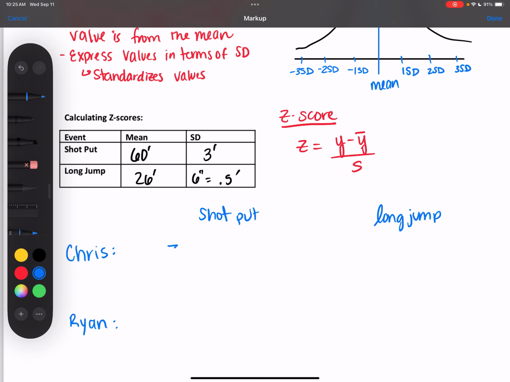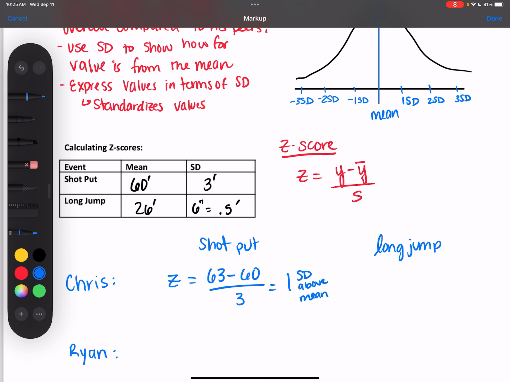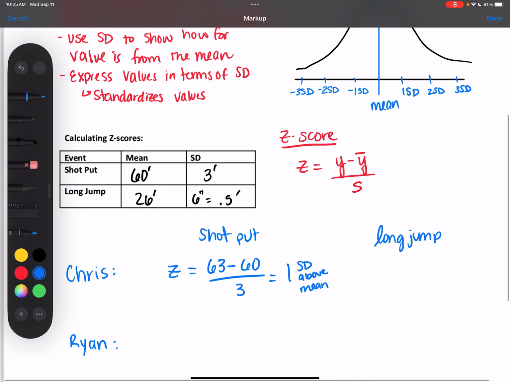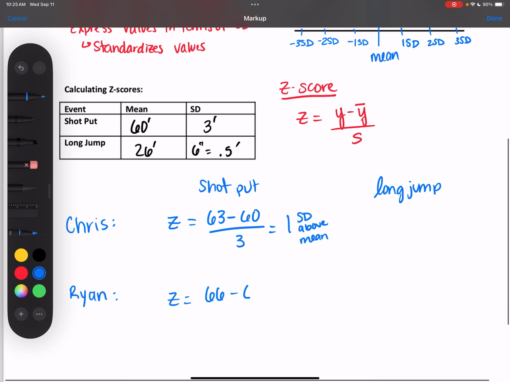All right, so the first one for shot put for Chris is Z equals 63 feet, so 63 minus the mean of 60 divided by the standard deviation of 3, which ends up being 1. So that's 1 standard deviation above the mean. For Ryan, it was 66 feet, so 66 minus 60 over 3, which ends up being 2 standard deviations above the mean.